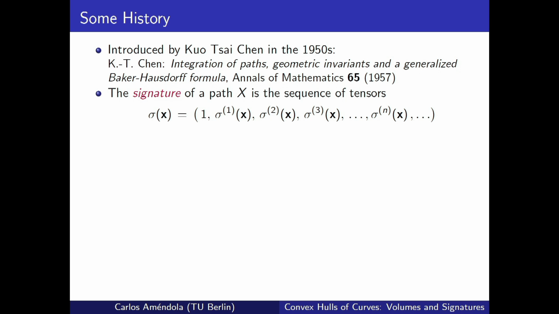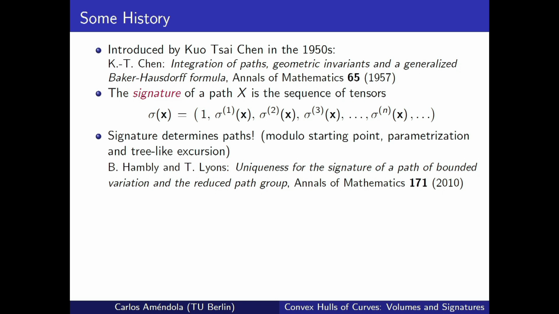And well, the signature then for him is just a sequence of all the tensors that you get at every level. So you start doing iterated integrals with more and more iterates, so this would go to n and goes to infinity. And the very nice thing that has been proven is that the signature determines the path up to small things. That means that if you know the complete signature of a path, you can basically recover it. So this is a very nice property.